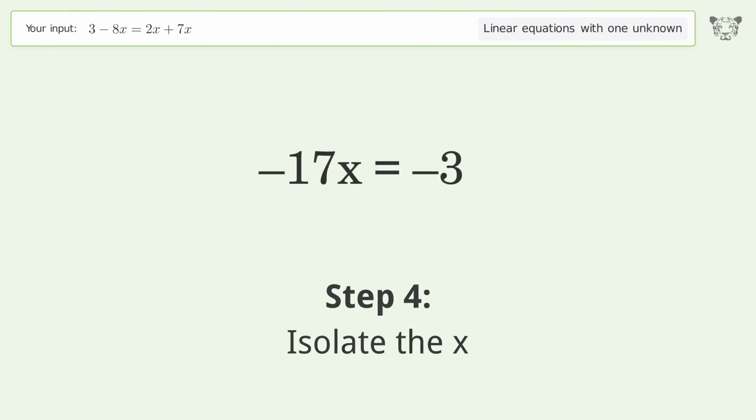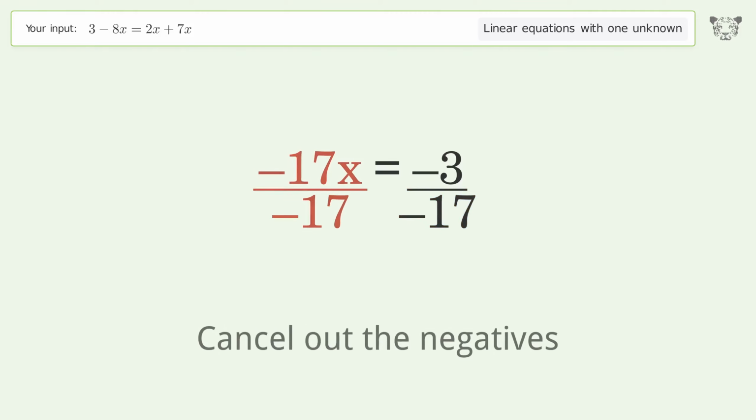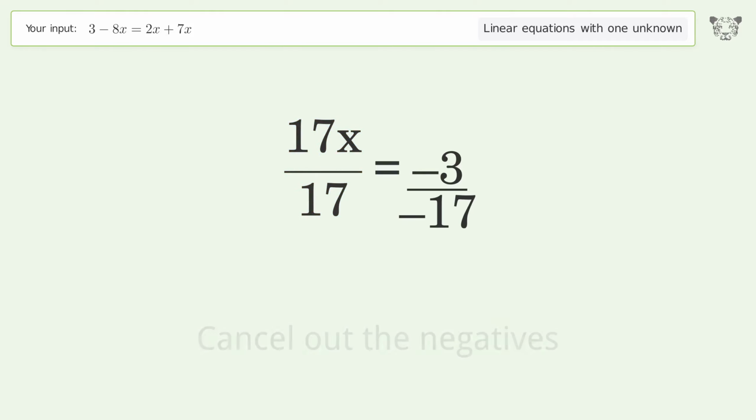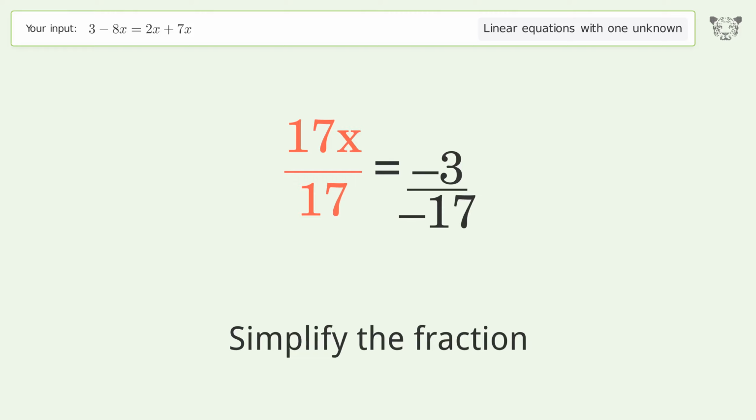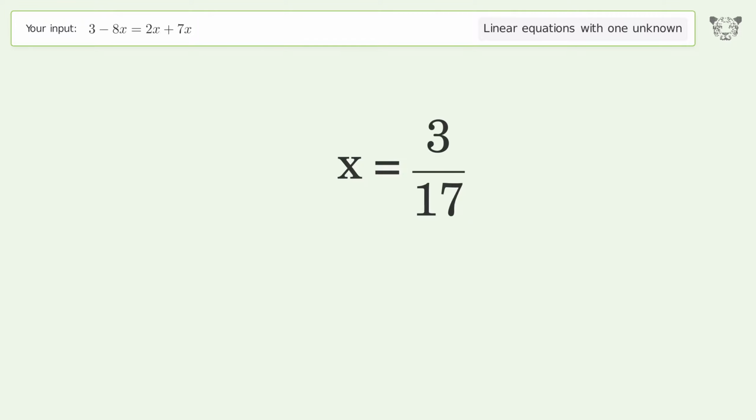Isolate the x. Divide both sides by -17. Cancel out the negatives. Simplify the fraction. Cancel out the negatives. And so the final result is x equals 3/17.